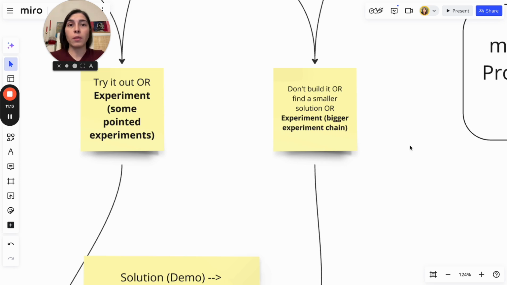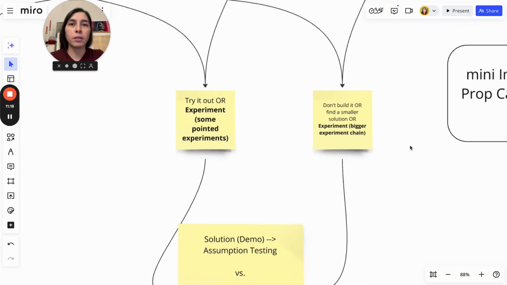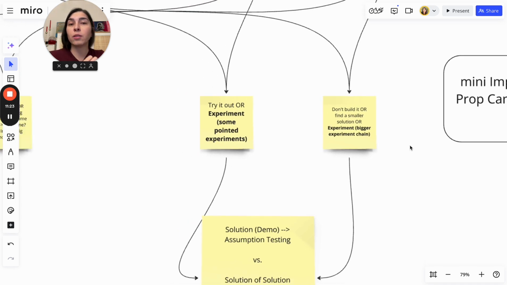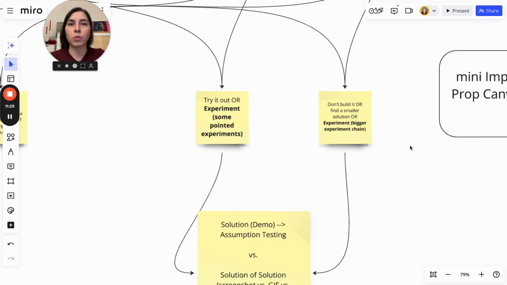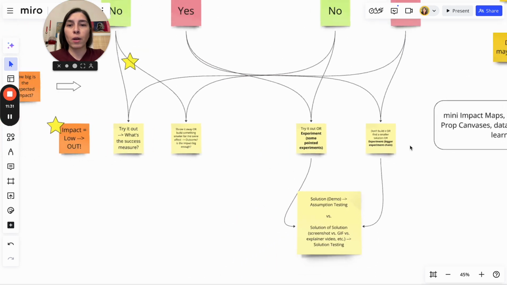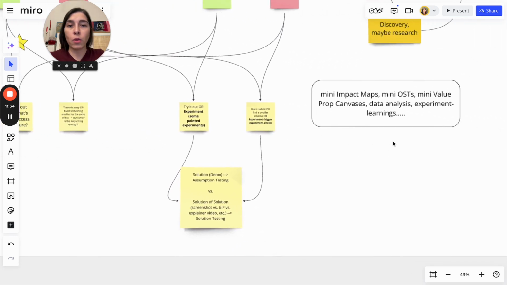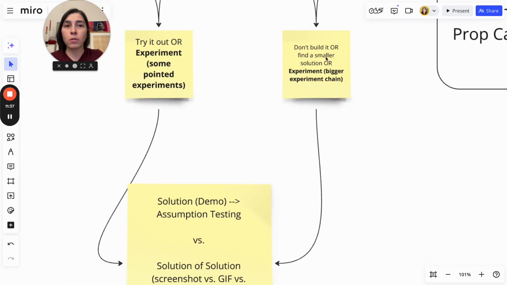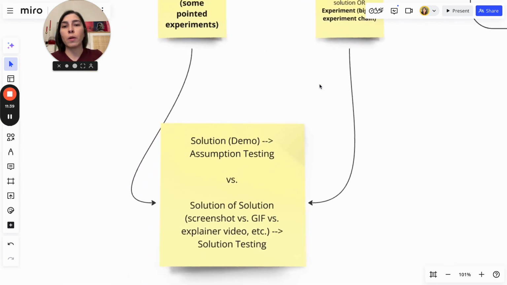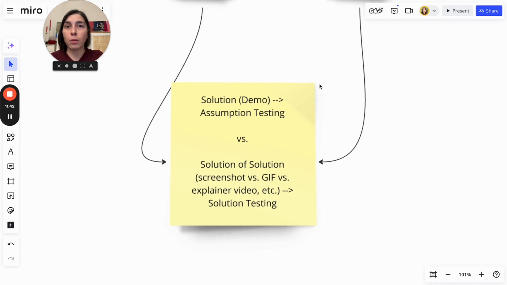Or you experiment the hell out of it with multiple experiments to understand if the idea is really worth taking the risk, and to actually de-risk the idea and find the right way to implement the solution. So that means when you're on this level of try out or experiment, or find a smaller solution or experiment, here you have to decide whether you're on the solution level and run assumption tests, or on the solution of the solution level and run solution tests.